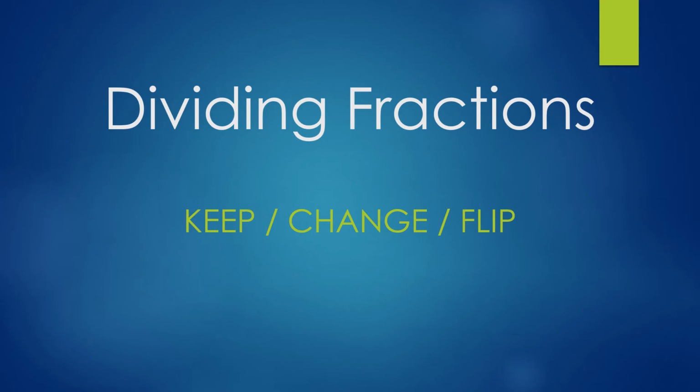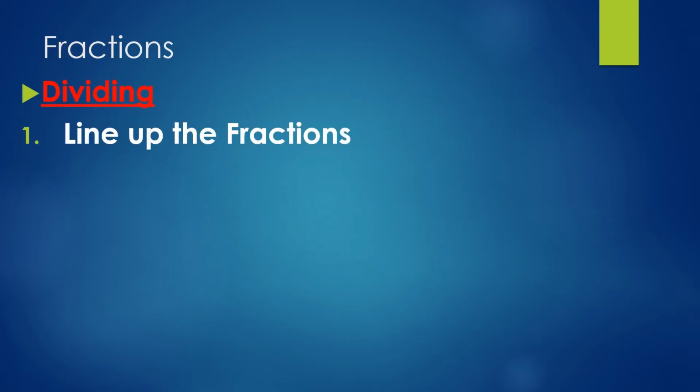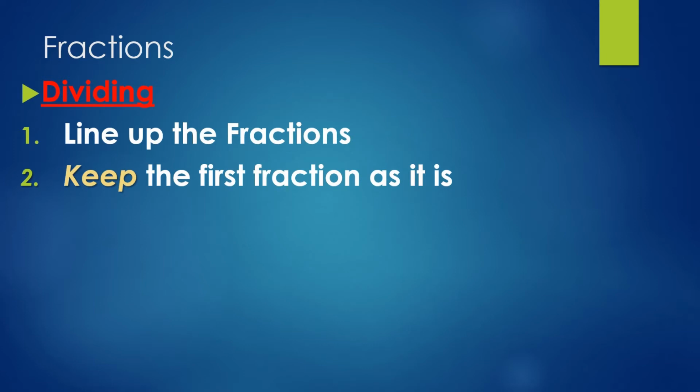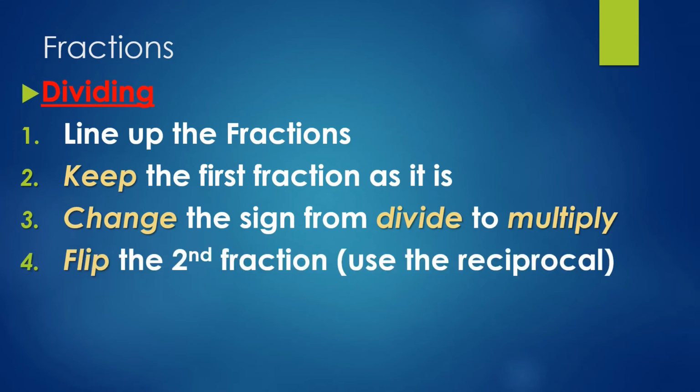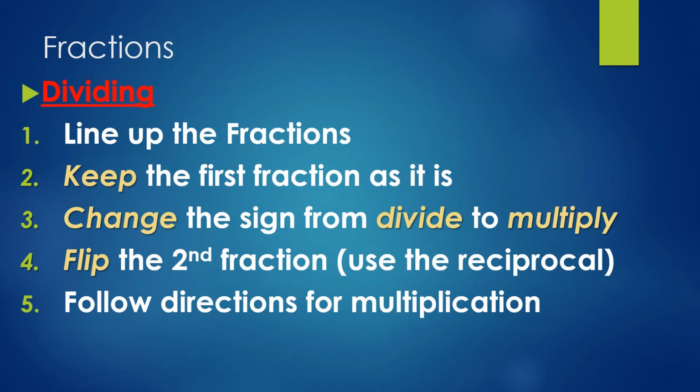Now we're going to talk about dividing fractions. And for this one, we're going to use the method called keep, change, flip. For dividing, again, we're going to line up the fractions. We're going to keep the first fraction as it is. Then we're going to change the sign from division to multiplication. Then we're going to flip the second fraction, also referred to as using the reciprocal, or the opposite. And then we're going to follow the directions for multiplication. And we already know how to multiply, so let's get to it.